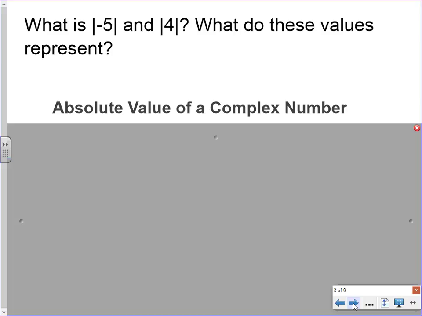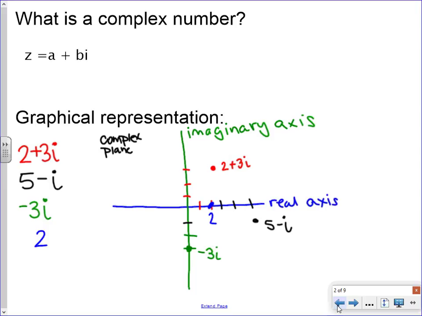Jackson? 0, like the origin 0, 0. Okay, so in this case, since we're on the complex plane, we're going to be at the origin, 0, 0. Okay, Dave, does that make sense? Okay.